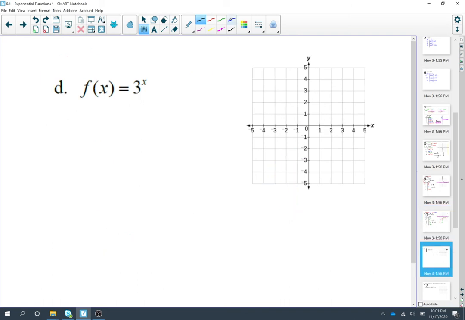Letter D. Okay, once again, before we graph anything, let's make a guess. If I'm looking at my common ratio, 3, that's a whole number. It's greater than 1. So are we thinking the growth or are we thinking the decay? I'm thinking probably I'm going to go with the growth one because it's getting bigger. So probably more like the blue one there.